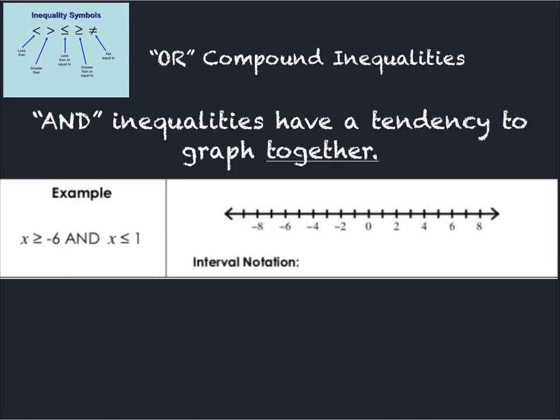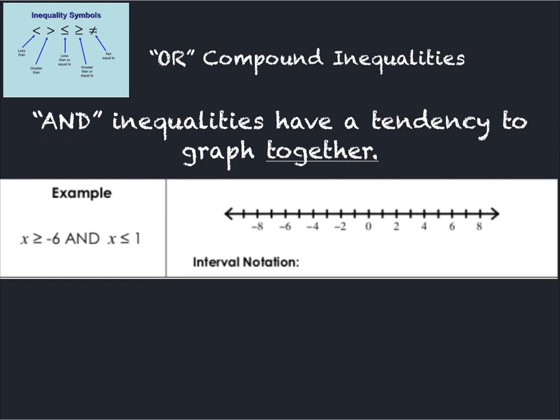So let's move on to AND. Again, think about the compound statements that we did a few minutes ago, but AND is going to mean that both have to be true in order for the compound inequality to be true. AND inequalities, and I forgot to mention this before, if you didn't fill it out, OR inequalities have a tendency to graph apart, and AND inequalities have a tendency to graph together. That should make sense because remember, with AND, both of them have to be true.